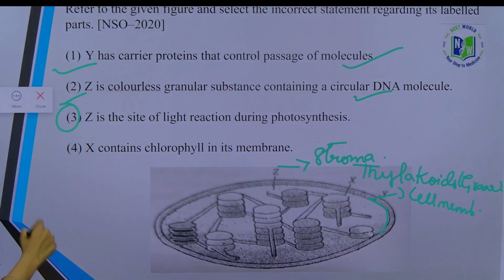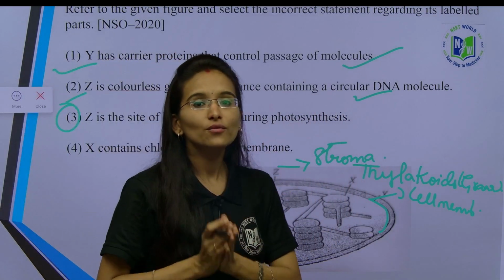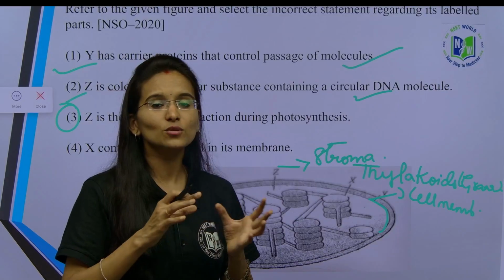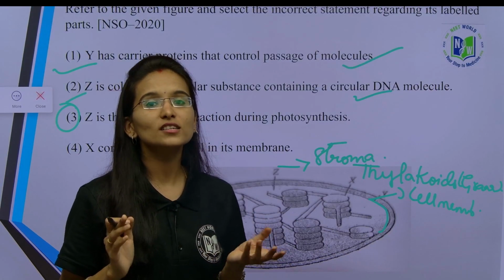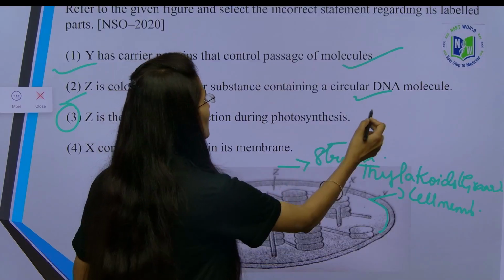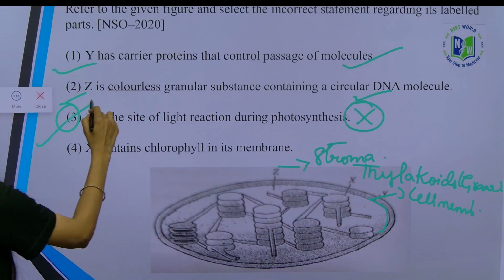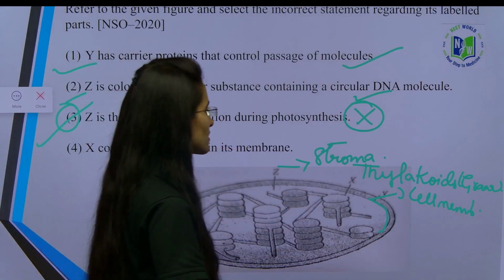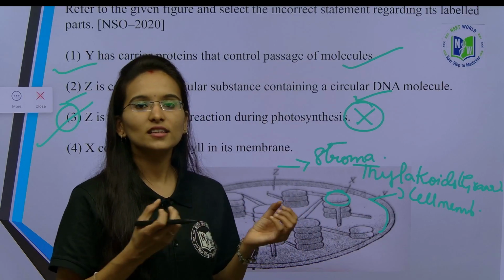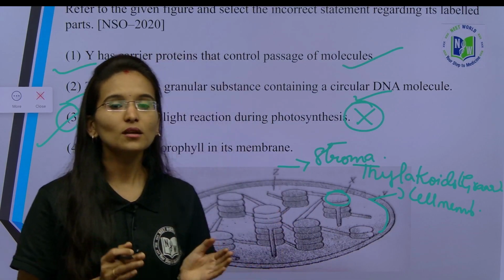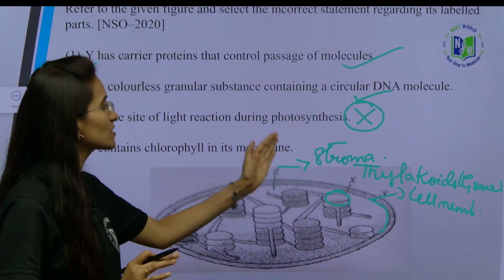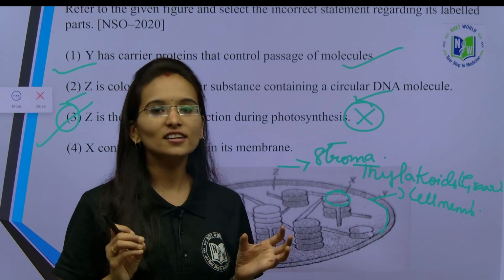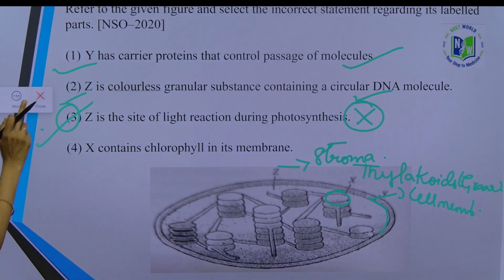Coming towards option 3: Z is a site of light reaction during photosynthesis. We have seen just now that stroma is a liquid which is present inside the chloroplast. Stroma is involved in the dark reactions but not the light reactions. So the incorrect option will be option 3. Now let's have a look at option 4: X contains chlorophyll in its membrane. Yes, thylakoids are involved in trapping the solar energy and in the process of photosynthesis. So all the options are right, but the option related to the stroma is wrong because it is involved only in the dark reactions, students, but not the light reactions.